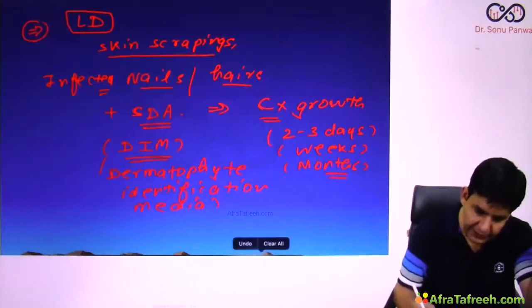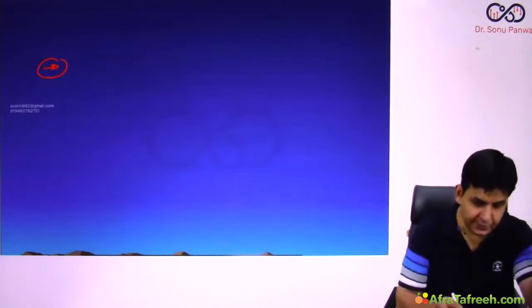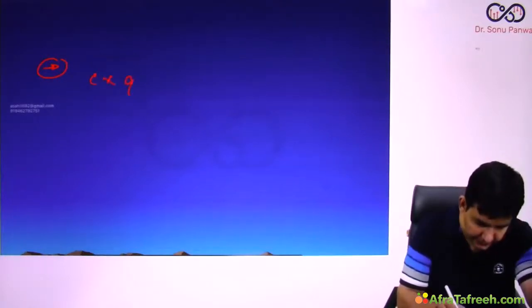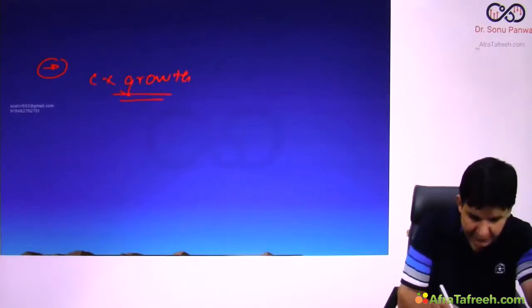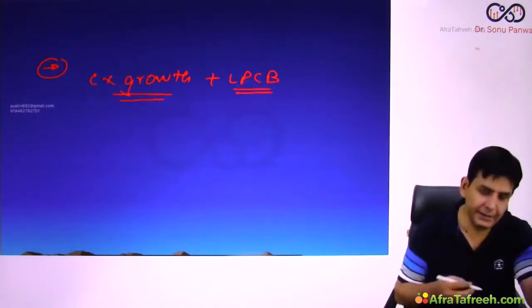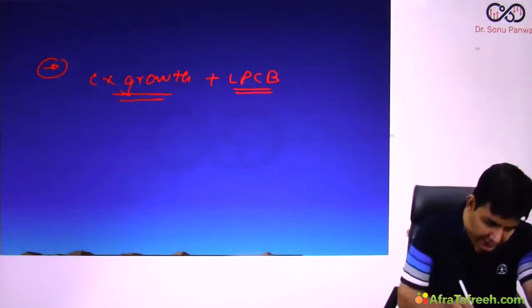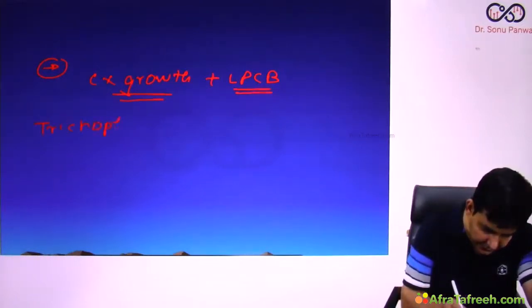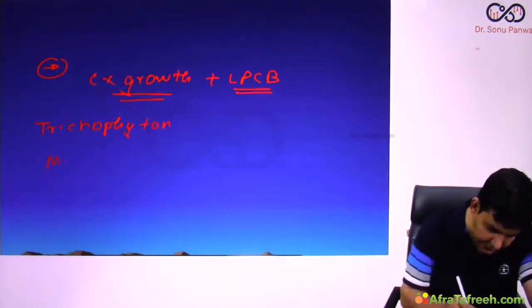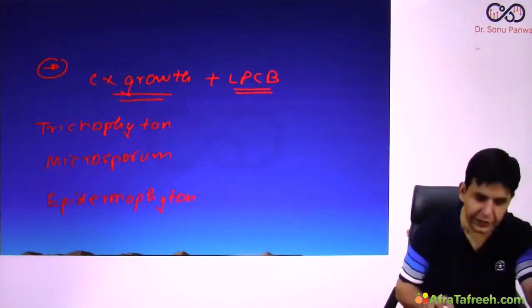Okay, so you have done all this. Then you observe the culture growth, and you take the culture growth with the help of a needle. You put that culture growth into LPCB, this particular stain, and you make a mount of it. This is what is termed as an LPCB mount. And what you observe in this LPCB mount for the trichophyton, for the microsporum, and for the epidermophyton, you need to remember certain points.